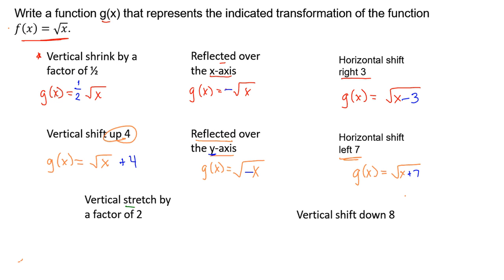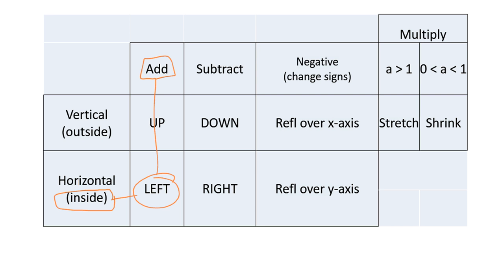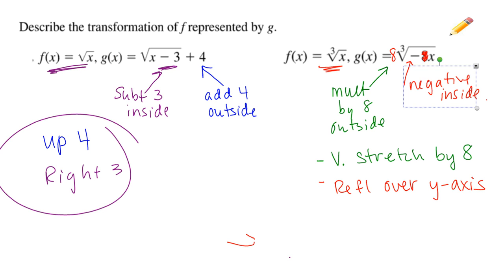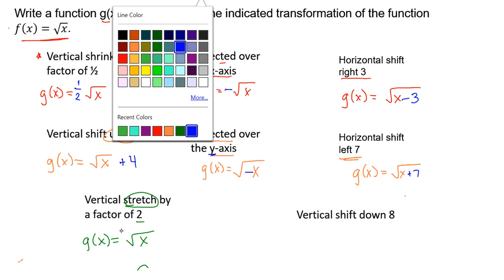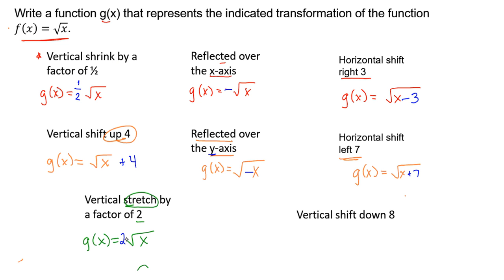This one says vertical stretch by a factor of 2. So I'll start with my original function. Look back at my cheat sheet to do a stretch. Got my number, and I've got to multiply outside. Okay, that multiplying outside always just goes in front of that radical right there. So it's by 2 out in front because it's a stretch and it's a factor of 2.